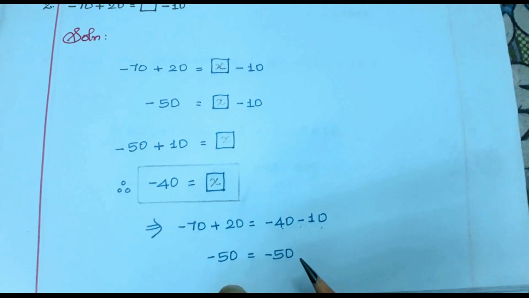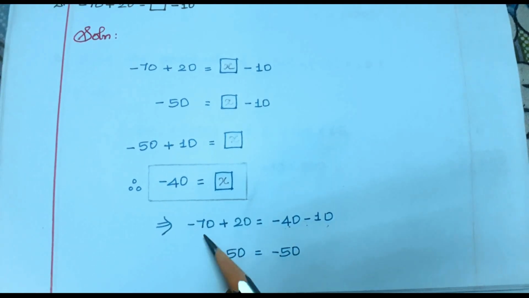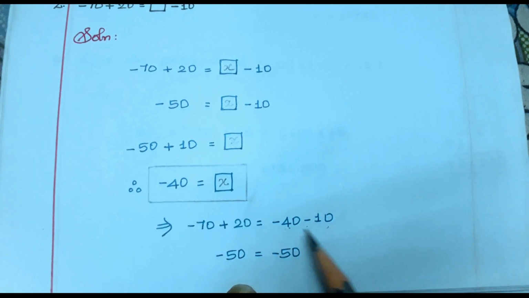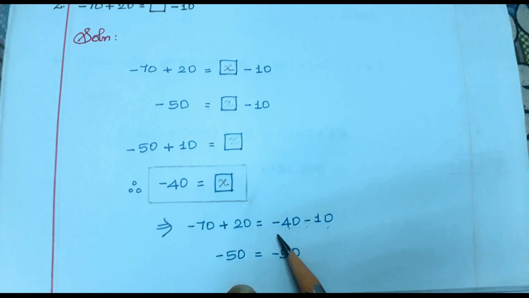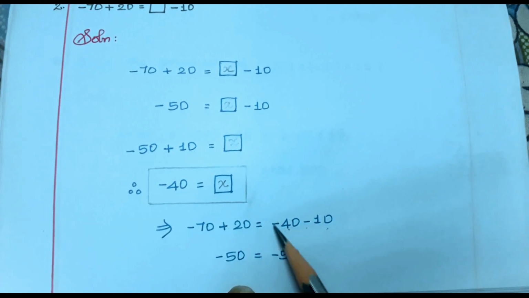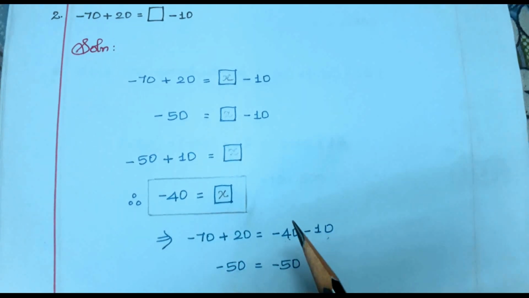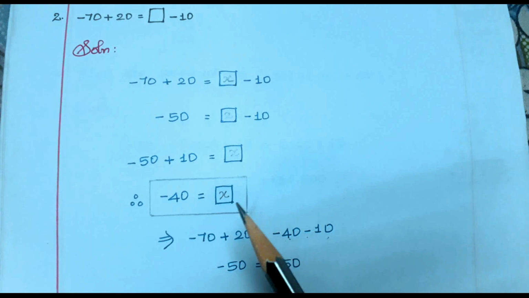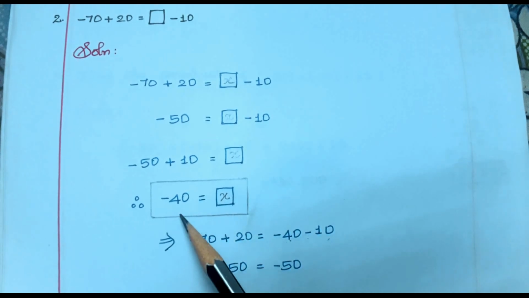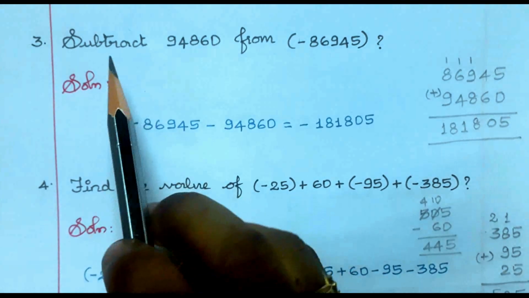Now minus 40 minus 10. Here minus 70 plus 20 is minus 50, and in minus 40 minus 10 both the signs are the same. Add them and put the biggest number's sign. So adding gives 50, and the bigger number's sign is minus. Clear? Now both the sides are equal. Then we can be sure that the answer for x, that is the box unknown, is equal to minus 40. Clear? Now we'll move on to the third question.